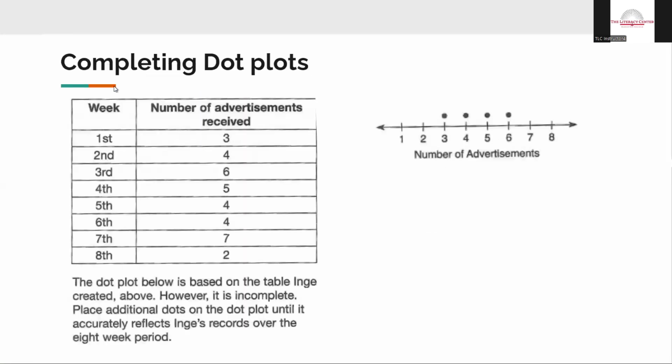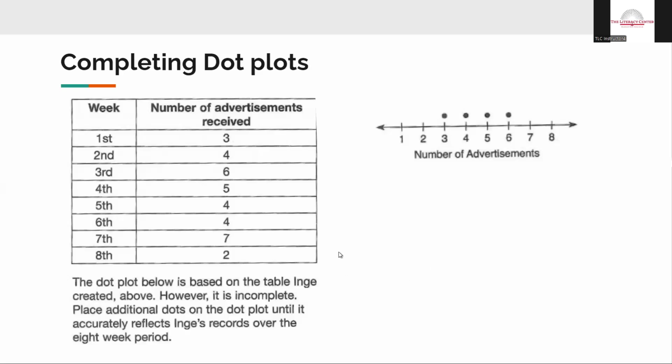Next problem. A dot plot is based on the table above. However, it is incomplete. Place the dots on the dot plot until it accurately reflects the records over an 8-week period. So we are collecting the number of advertisements received. Each dot on this plot is a week in this chart. Notice that there are 8 weeks. There should be 8 dots on our plot. Therefore, we're missing 4. That's important because we want to make sure that we end up with 8.